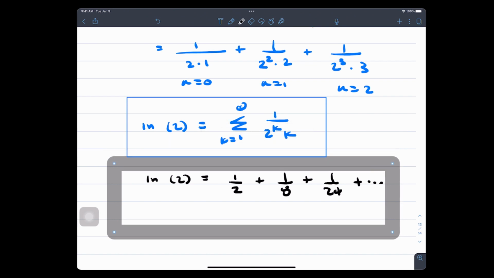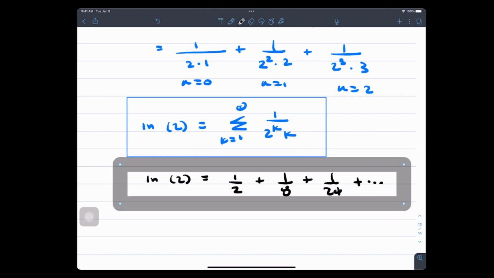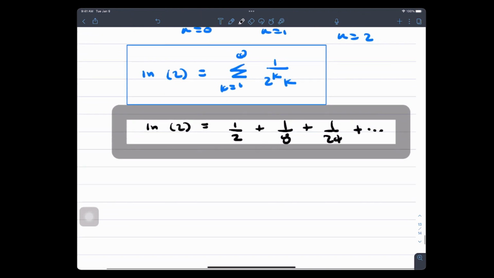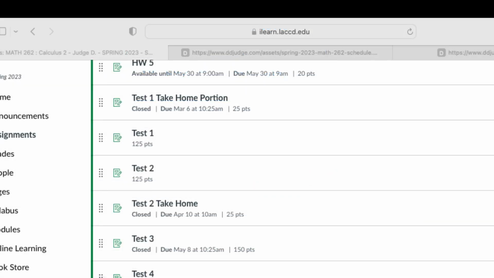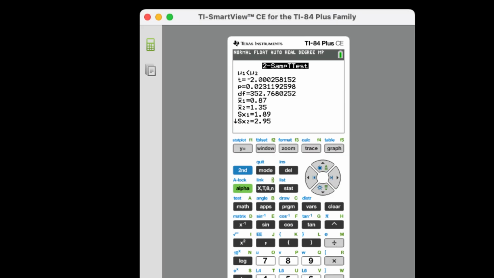And you might say to me, well, why do they even care about some of these things? Where are we really heading with this? Why do we even care to write functions as power series? Well, you can approximate the natural log of 2 with this sum. So if I said to you, is it true that the natural log of 2 is approximately 1/2 plus 1/8 plus 1 over 24, if I just take the first 3 terms?